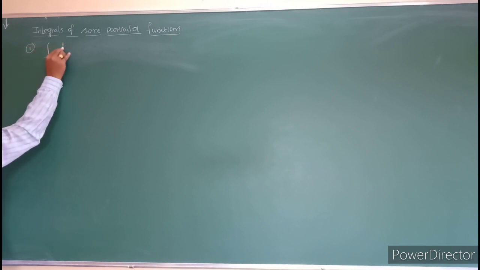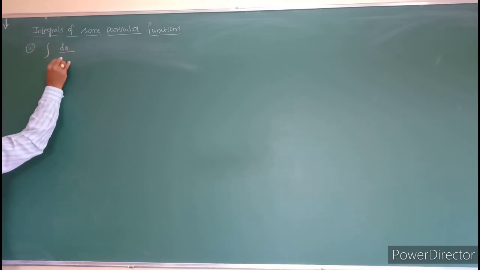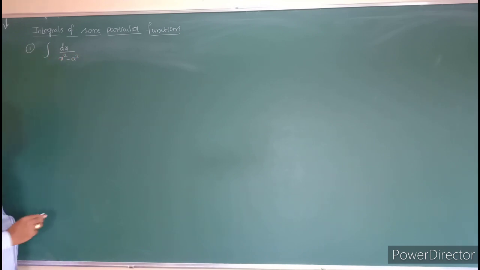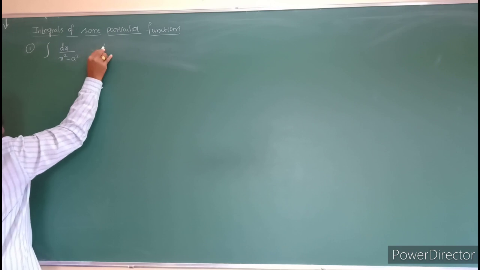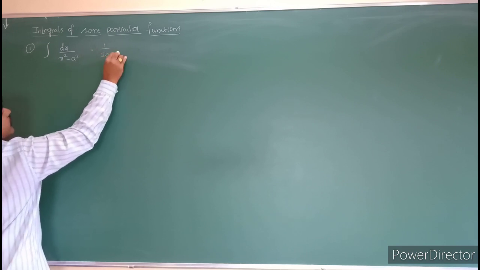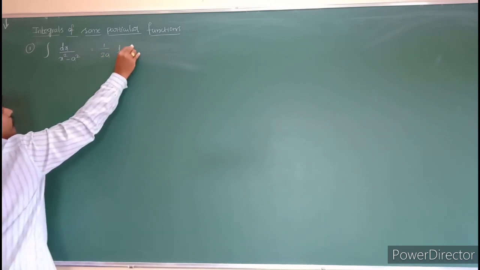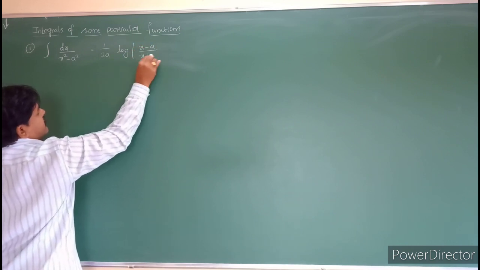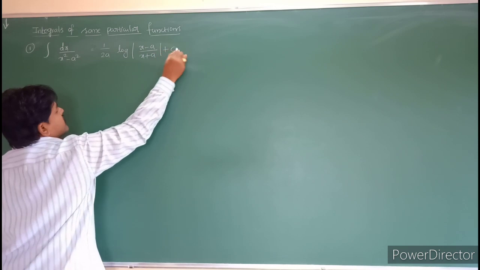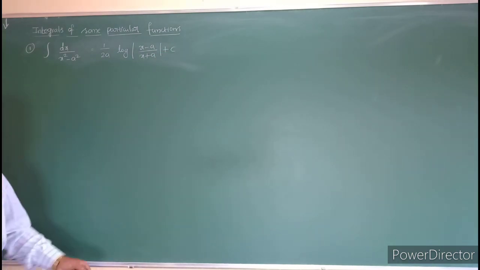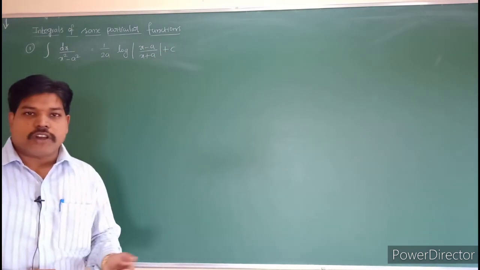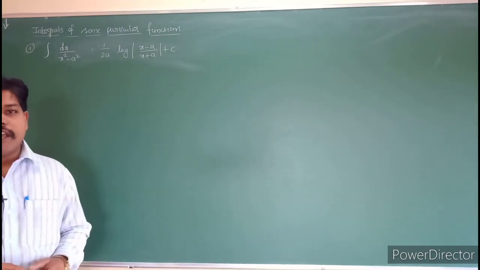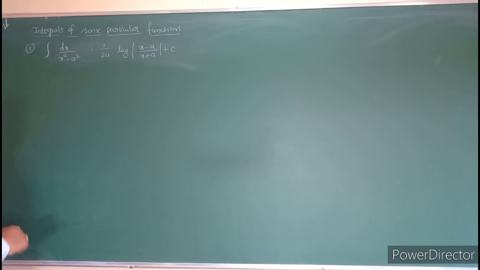integral of dx by x square minus a square. So that is equal to 1 by 2a into log of mod x minus a by x plus a plus c. What is the formula? 1 by 2a into log of mod x minus a by x plus a. See the proof of this one.